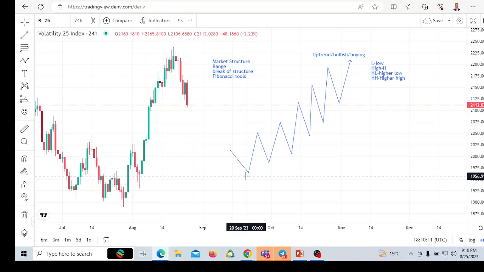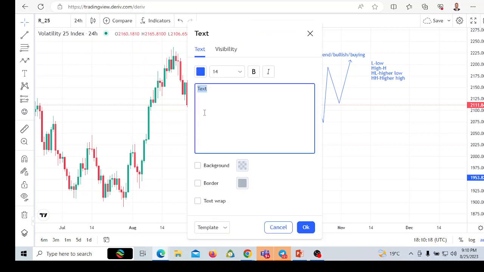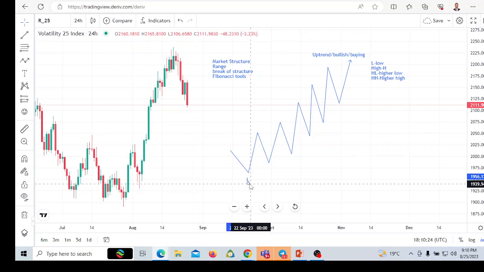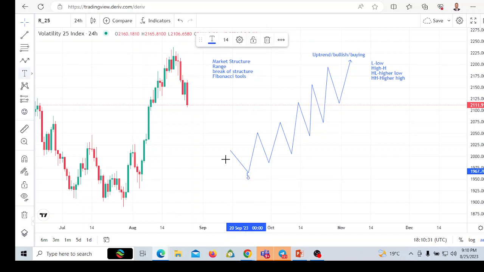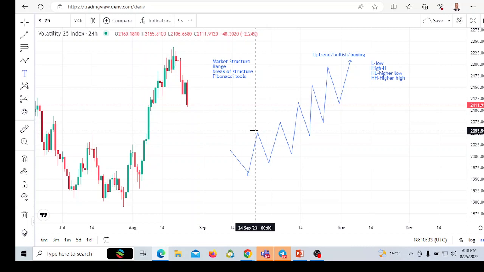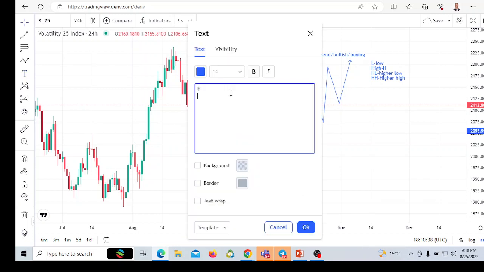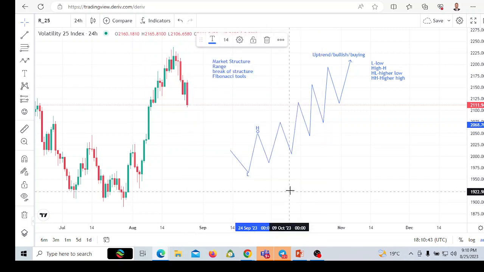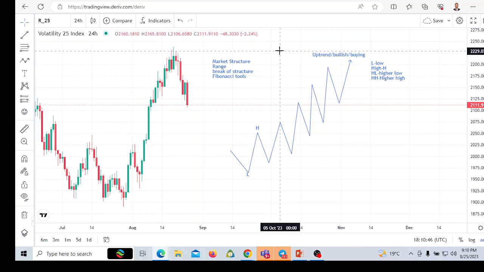So the first one is a low. Nothing technical. A low, which is signified by L. This one here, low. This is the first one. Then we go to a high. The market goes higher than the initial price. So this is the high. Okay, we're together up to there, I hope so. That's the high. Then now higher low and higher high.